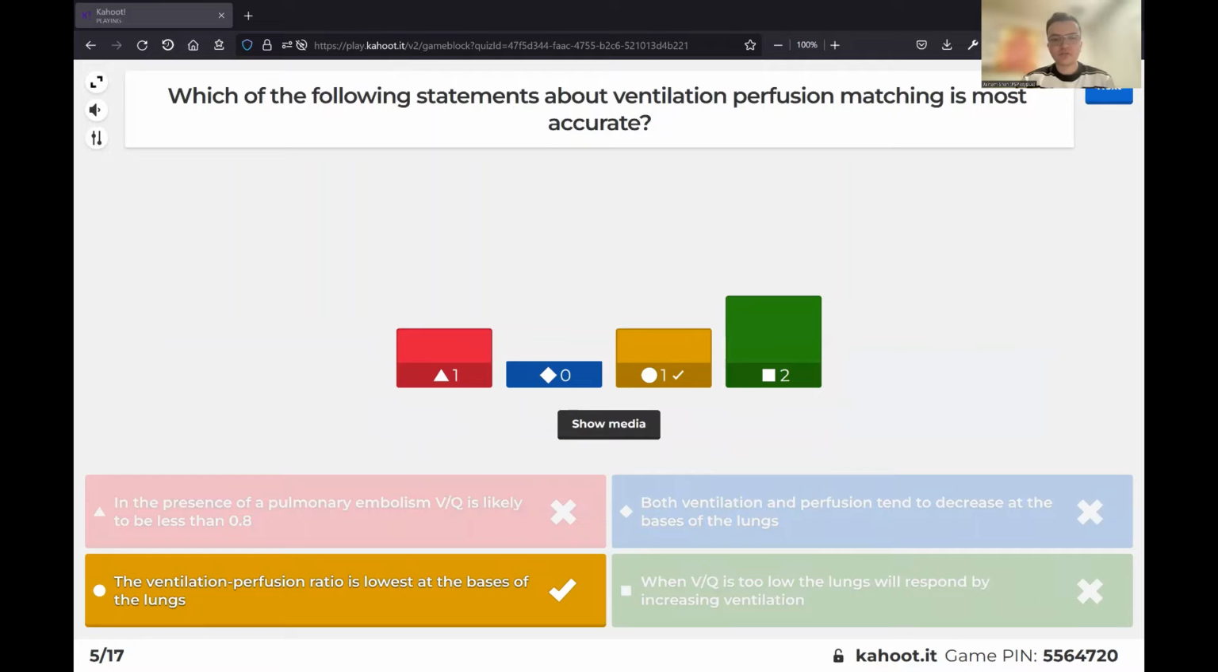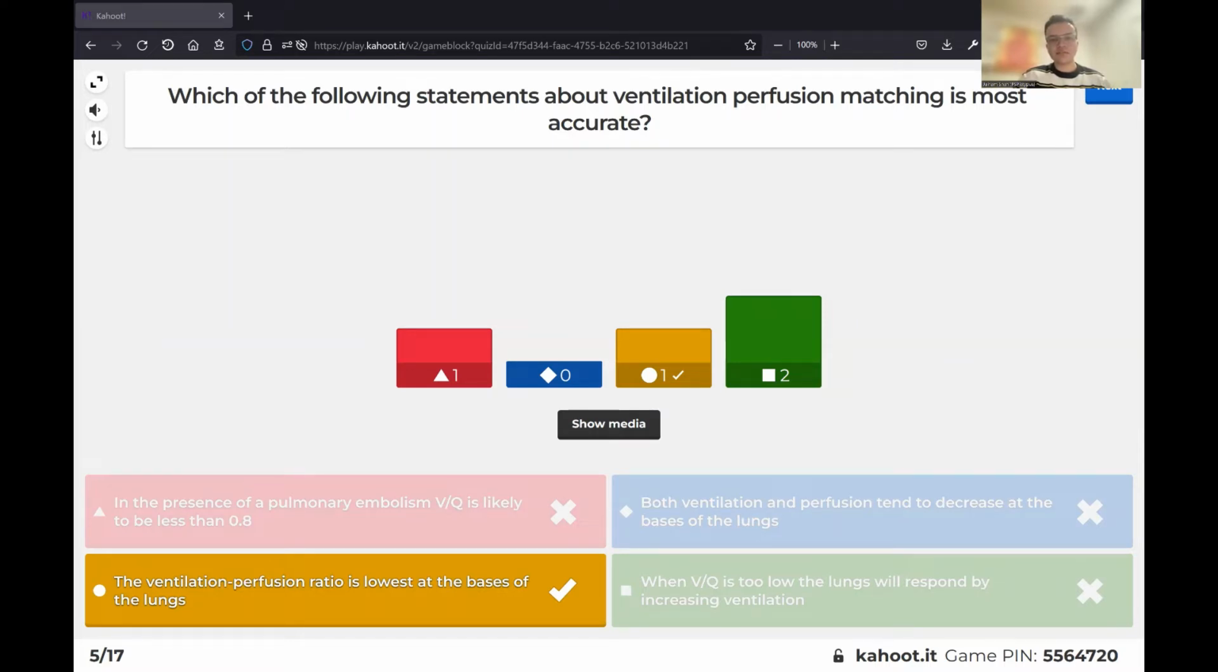Yeah, awesome. So I want to first talk about green because I feel like that's where most of the answers went. So the option is, when VQ is too low, the lungs will respond by increasing ventilation. Ideally that makes sense, right? Because if you increase the numerator, you're going to increase the total VQ ratio. But the lungs don't work that way.